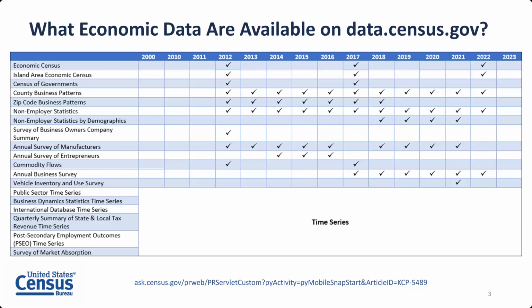And when we're thinking about business and economic data, my colleague here has put together a slide that showcases the different data sets available to you and over which time periods. So generally speaking, you'll see data potentially as early as 2012 from these economic data sets up through the most recent releases. And some of the popular data sets include the economic census, the annual county business patterns survey, the annual business survey, and non-employer statistics. Note that there are lots of other data sets detailed here.